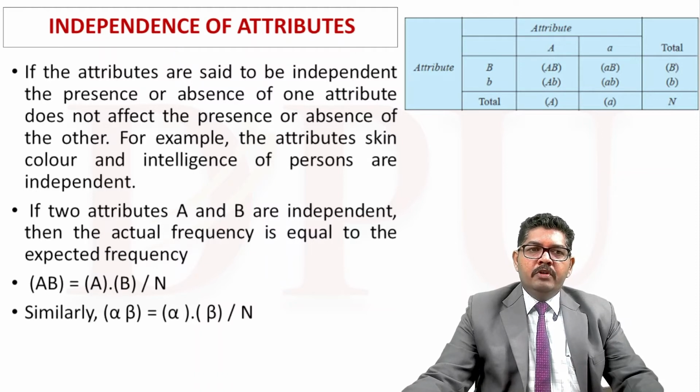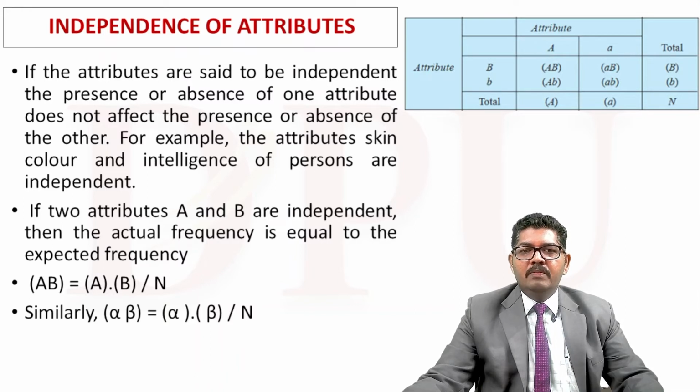Independence of attribute. If the attributes are said to be independent, the presence or absence of one attribute does not affect the presence or absence of another attribute. So this is what independence of attribute is. Basically we are studying association of attributes, but for association of attributes we need to study the independence of attributes also. It means that the presence or absence of any attribute does not affect the presence or absence of any other attribute.